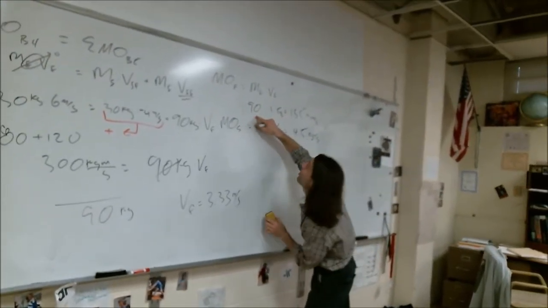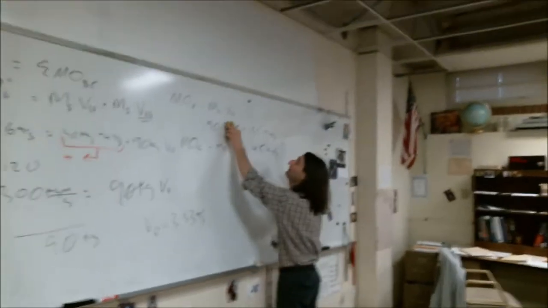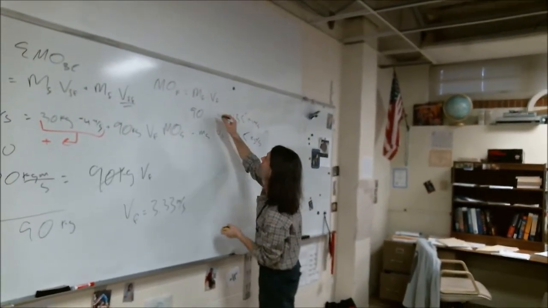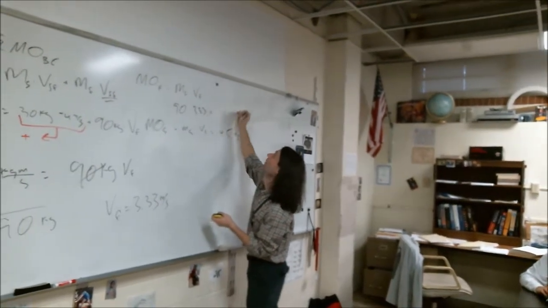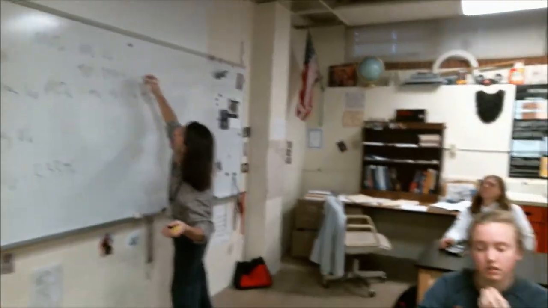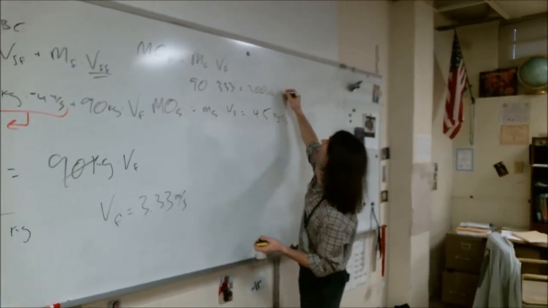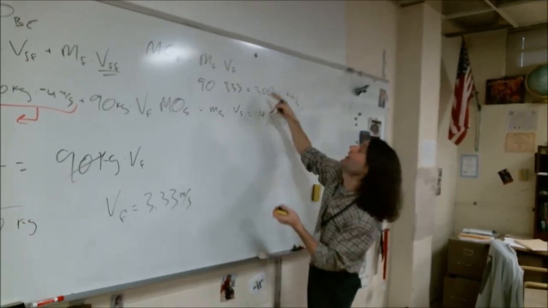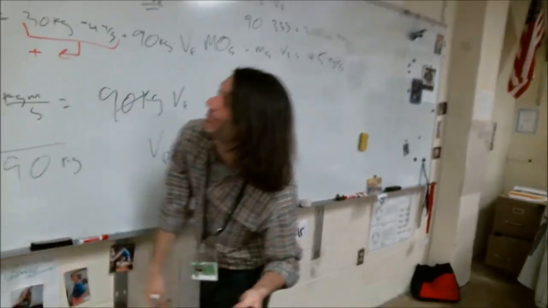If I ask you for the mo of the fat kid, it's 90 times 3.33, which is 299.7. 300-ish. Thank you. You're welcome. Kilogram meters per second. Now, that's more mo than the skinny kid had to begin with, right?